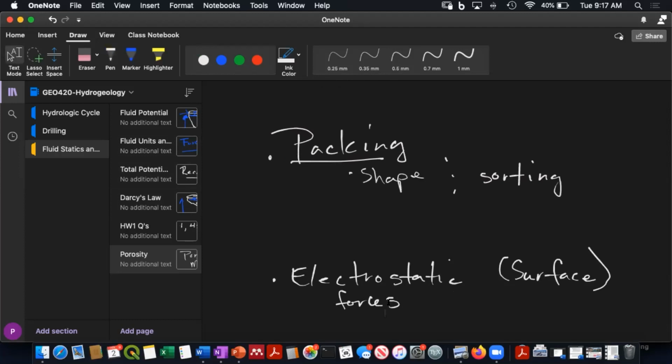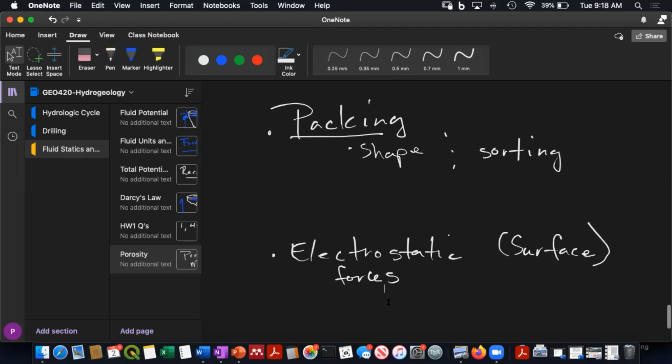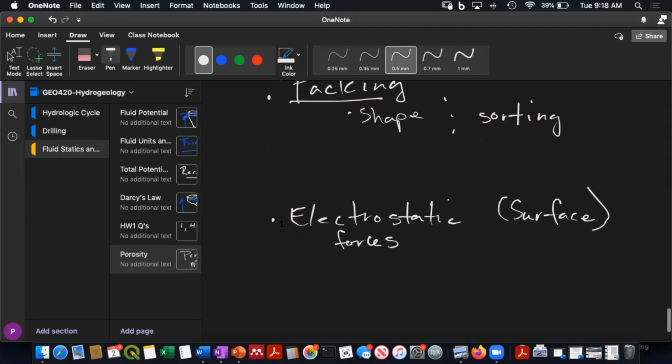All right, so these are forces. Minerals are composed of all kinds of crazy crystals, and depending on how the atoms share their electrons, you get different charges on the surfaces. All right, and they can repel each other or attract each other. It's a minor player, but it can be important in clays.